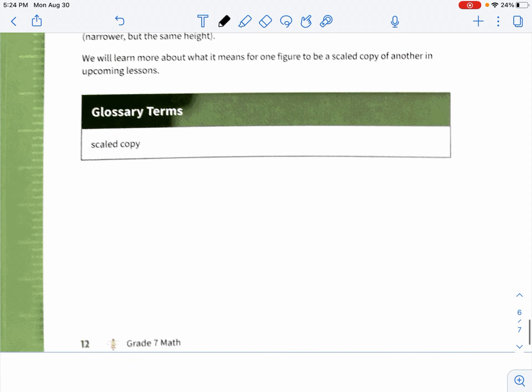Okay, so hopefully you defined scale copies in your notes. Refer back to the top of the video if you forget what that is. You can change it and put it in words that maybe you understand better, but it's mainly a copy of an original picture that has the same shape but not necessarily the same size.